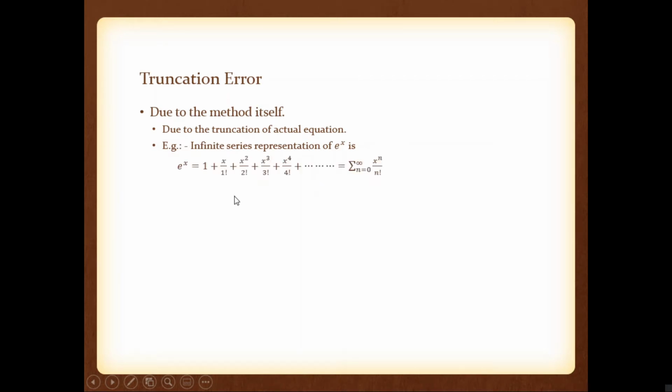The expansion of e raised to x is 1 plus x by 1 factorial plus x square by 2 factorial plus x cube by 3 factorial plus etc. Or its representation is sigma n equal to 0 to infinity x raised to n divided by n factorial. So if you have a computing device without this exponential function, what will you do?